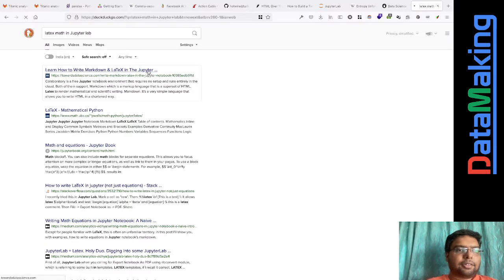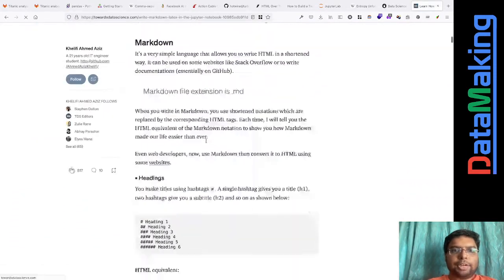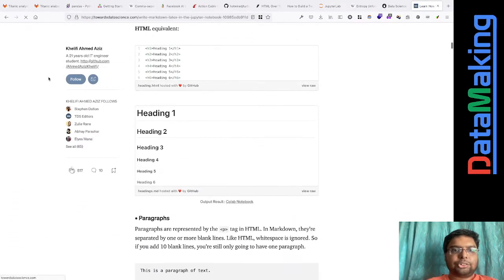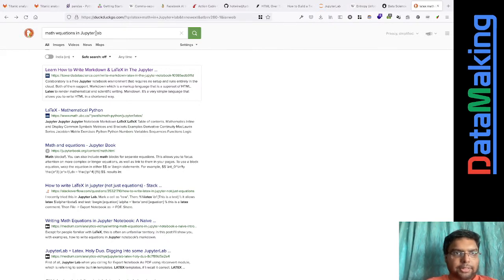Okay, so there are some things where you can just go and find out how to use LaTeX math equations in Jupyter Lab, not this one, in Jupyter Notebook, actually.